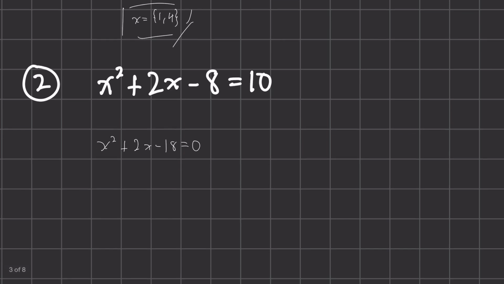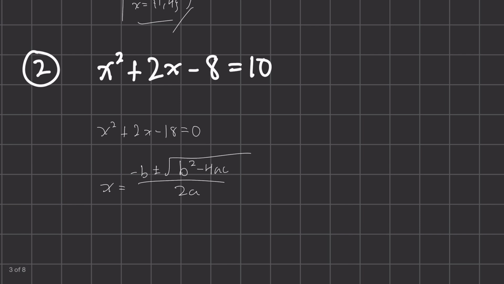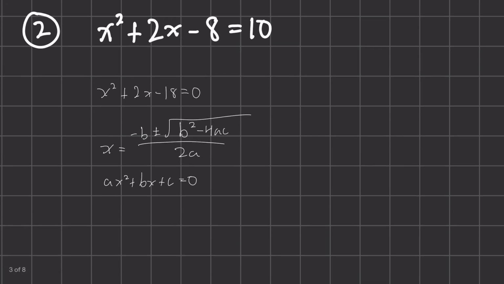So we'll be using the quadratic formula, and if you recall, that is x equals -b plus minus square root of b squared minus 4ac, all over 2a, for a quadratic of the form ax squared plus bx plus c is equal to 0. Alright, so we just plug in our values: -b, which is going to be -2, plus minus square root of b squared, which is 2 squared, 4, minus 4 times 1 times -18, all over 2 times 1.